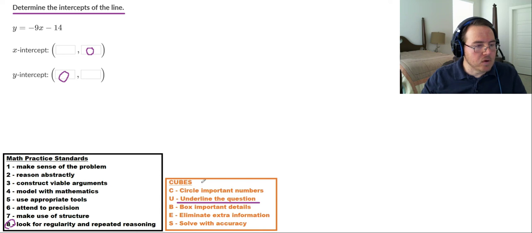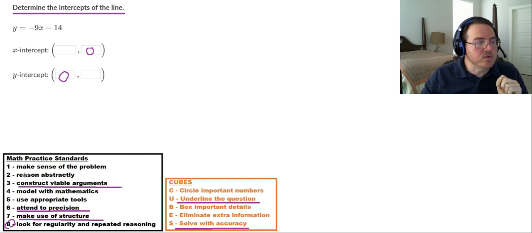Okay, so let's see. I'm definitely going to grab my line tool again. I'm going to be solving with accuracy now. That means I'm going to be attending to precision, being very careful with all my numbers. I'm going to make use of structure because I'm going to be writing out the equations here in a second. All my conversation is making an argument for why my math works. So yeah, we'll get to reasoning abstractly here in a minute.